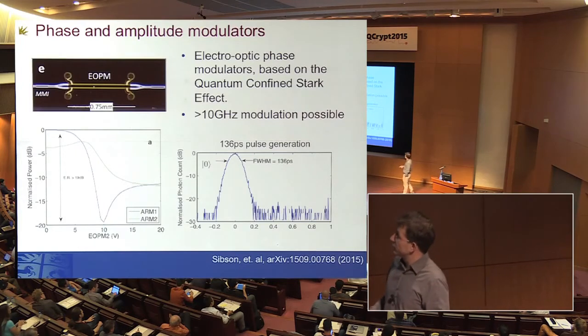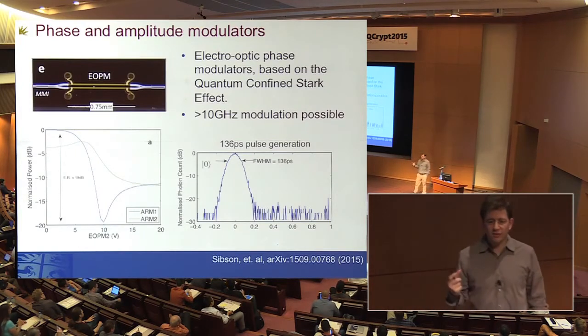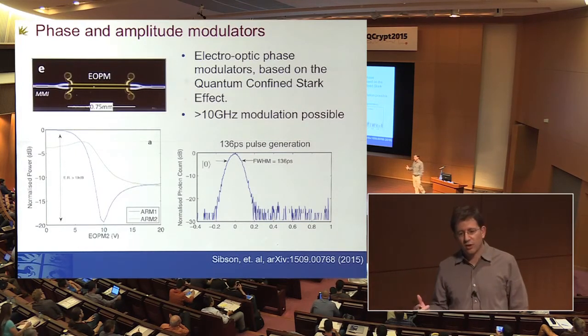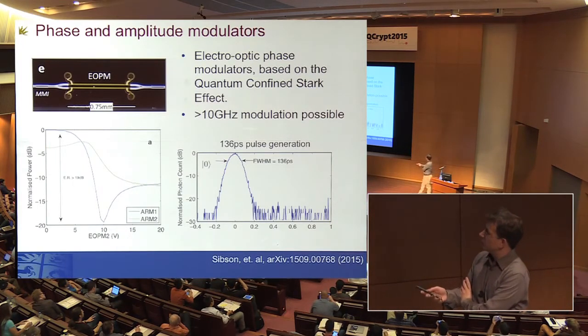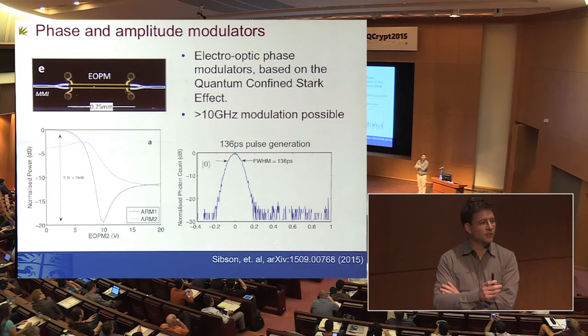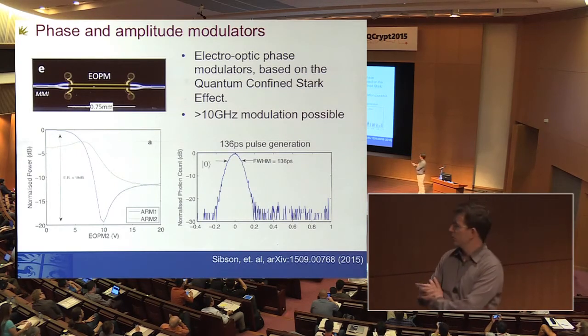The phase modulators, they're electro-optic phase modulators. They use something called the quantum confined Stark effect to get very fast phase modulation. We can modulate these devices up to around 10 gigahertz, which is plenty fast for the sort of things that we want to do.